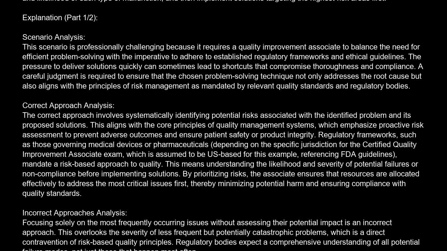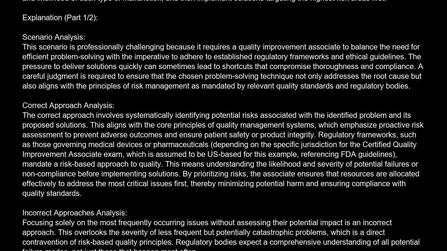Regulatory frameworks, such as those governing medical devices or pharmaceuticals, depending on the specific jurisdiction, for the Certified Quality Improvement Associate exam, which is assumed to be U.S.-based for this example, referencing FDA guidelines, mandate a risk-based approach to quality. This means understanding the likelihood and severity of potential failures or non-compliance before implementing solutions. By prioritizing risks, the associate ensures that resources are allocated effectively to address the most critical issues first, thereby minimizing potential harm and ensuring compliance with quality standards.